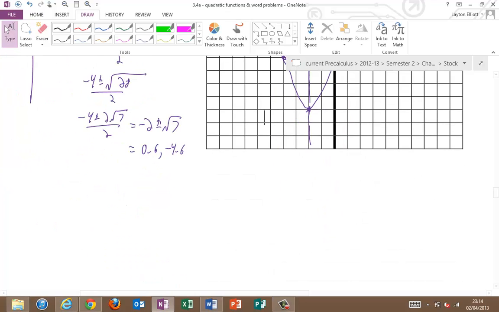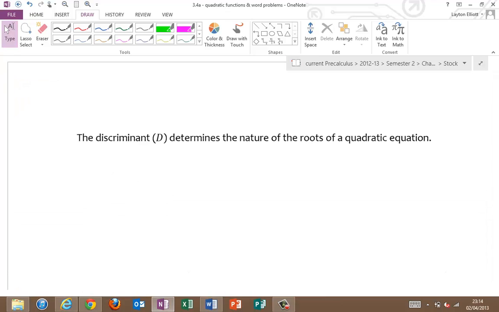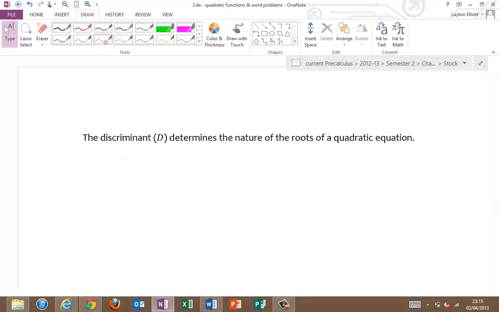Okay, that's all for graphing parabolas. We have a few little details to kind of take care of. We have this thing called the discriminant. This should be review for you.